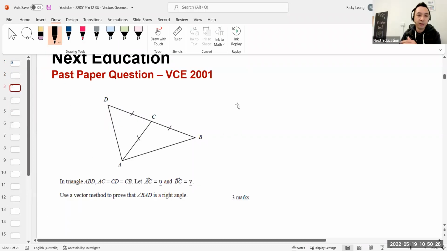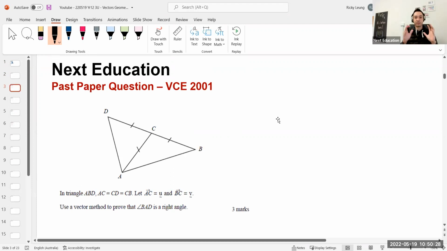So from the VCE, the first question we have is quite simplistic. We have a triangle with 3 equal sides given there. Let's see what they are asking me to do here. In triangle ABD, these 3 sides are given to be equal. Let AC, this guy here, equal U. Let BC, this one coming up here, equal V. Perfect. Use vectors to prove.